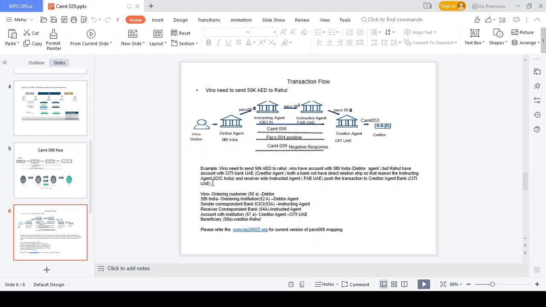Okay, I will provide this. Who is Vino? In MT we call it ordering customer 50, and in MX we call it the debtor. SBI India is the ordering institution. The debtor has an account in ordering institution 52A. In MX we call it debtor agent. Sender correspondent ICICI Bank India, in MX we call it instructing agent. Receiver correspondent FAB UAE, in MX we call it instructed agent. Account with institution 57A, creditor agent, is Citibank UAE, and in MX we call it creditor. Beneficiary is the creditor Rahul. Okay, you can understand the basic concept.